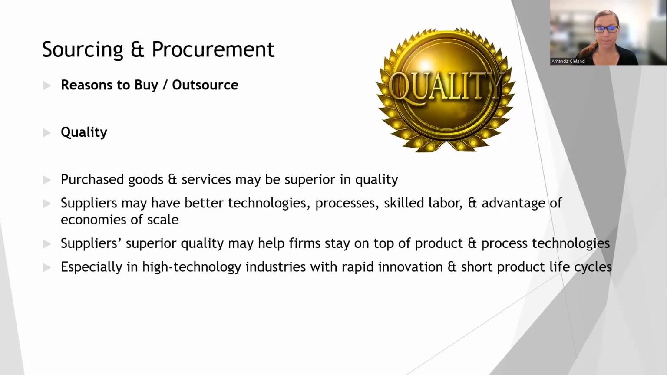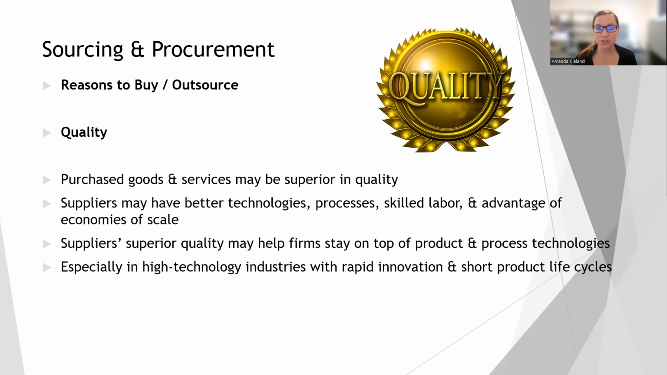And then quality. A lot of times, if we are going to be buying from an external supplier, the purchased goods and services are going to be superior in quality. Suppliers may have better technology, better processes, more skilled labor. They may have advantages of economies of scale that we just don't have. So the supplier's superior quality is going to help us stay on top of product and process technologies. We can benefit from them being much better at it and having higher quality than we do.